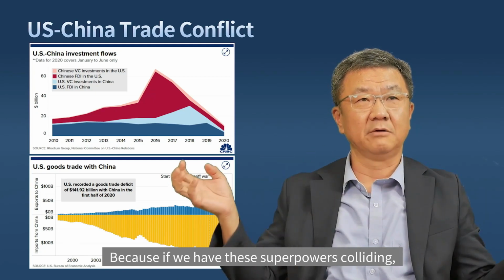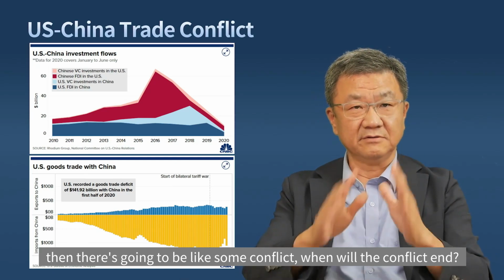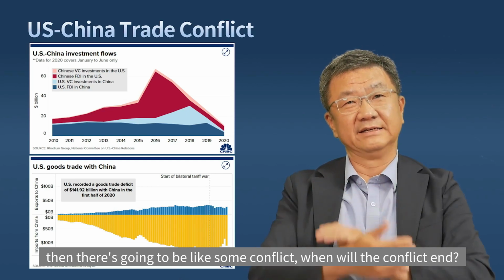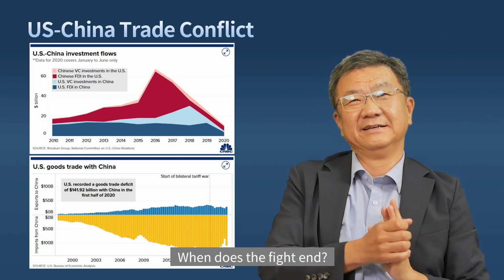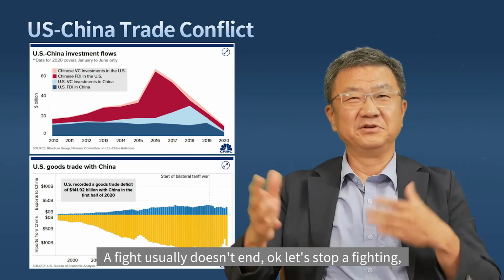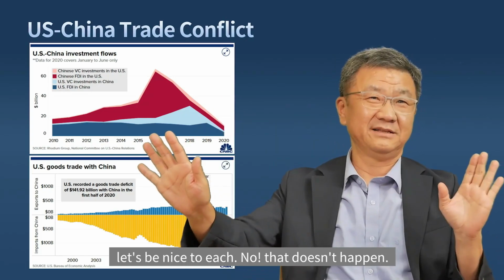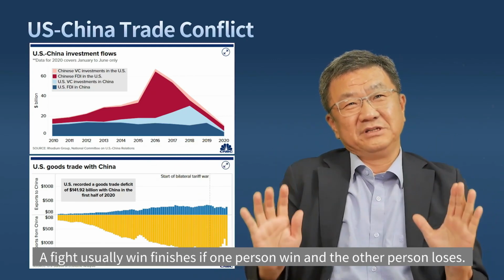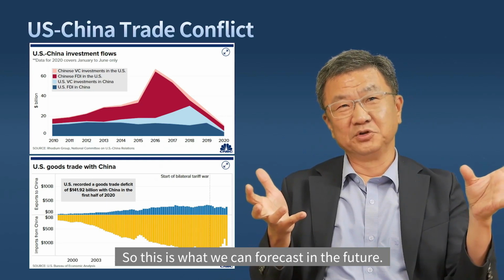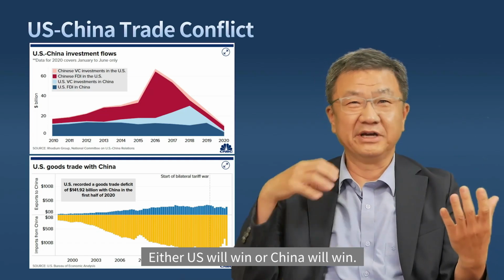Because if you have these superpowers colliding, then there's going to be some conflict. When will the conflict end? When does the fight end? Usually after one person wins, right? A fight usually doesn't end by, okay, let's stop fighting, let's be nice to each other. No, that doesn't happen. A fight usually finishes if one person wins and the other person loses. So this is what we can forecast in the future. Either the US will win or China will win.